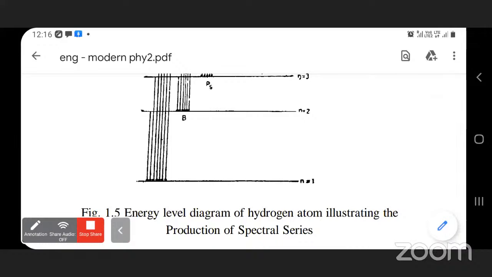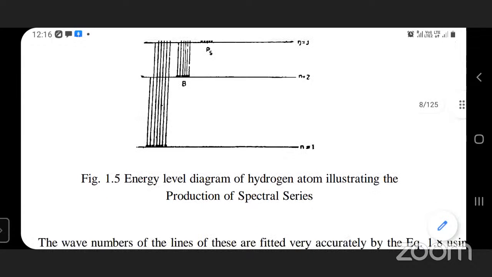So that means in which condition you will get the Lyman series as well as the Balmer, Paschen, Brackett, Pfund series to be observed. That is to be noted here. So when n equals 1 to infinity.